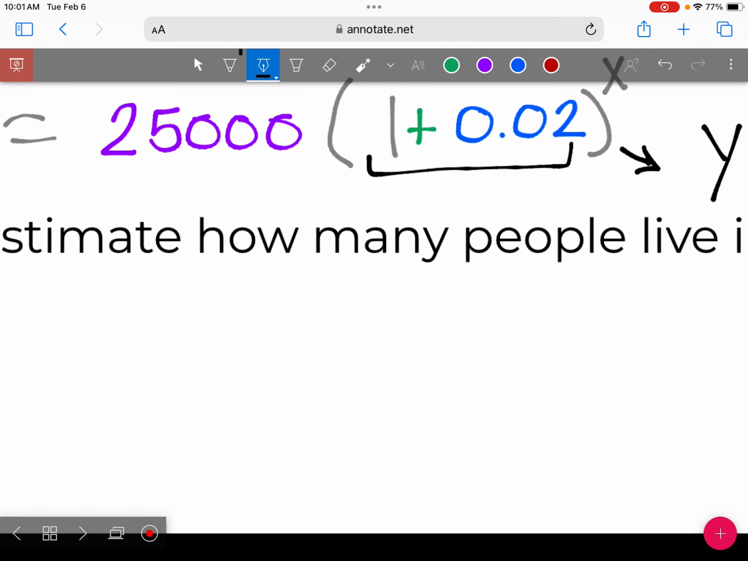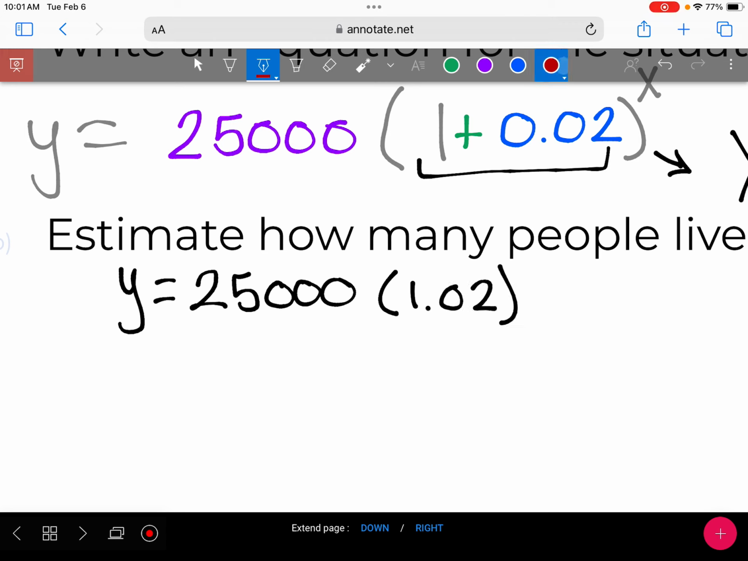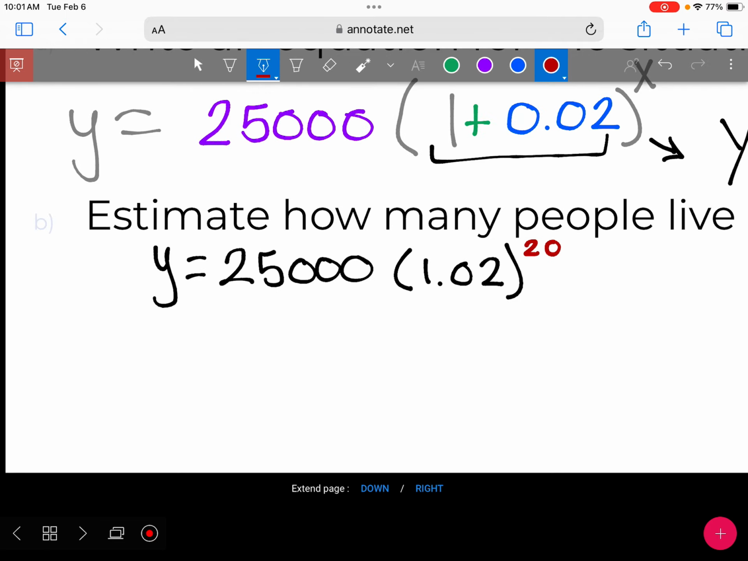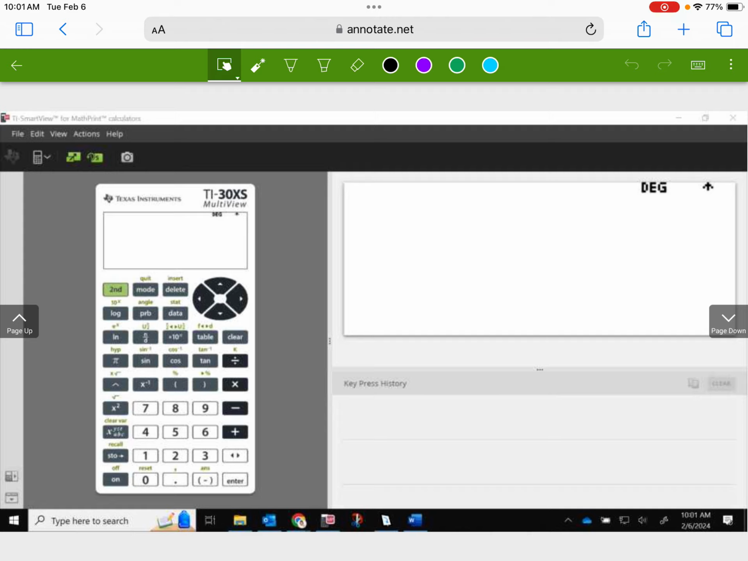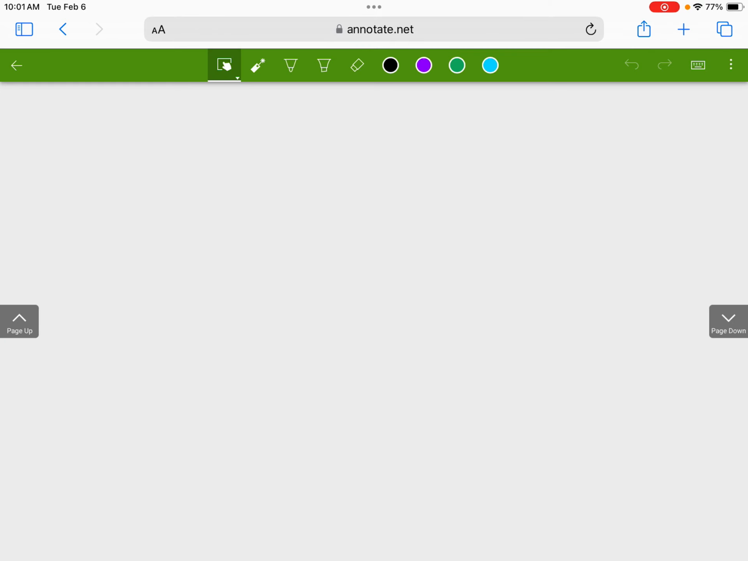We're going to take our whole equation, that y equals 25,000 times 1.02 to the 20th power. We're substituting that 20 in for the x. And to evaluate this, we're going to use our very bestest friend. We love the calculator. And we're going to type the whole thing in just like this: 25,000 times 1.02 to the 20.